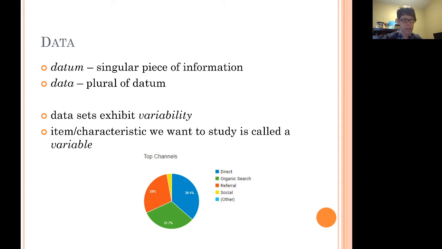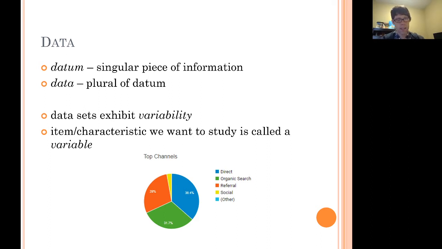When we go to collect data, these data sets always exhibit a little bit of variability. For instance, if I look at a different time period when collecting data on how people are coming into my YouTube channel, the percentages in the pie chart might be different from time to time. This is what we mean by variability. If I run the same experiment or ask the same question two different times, the data sets I get might be a little bit different from each other.